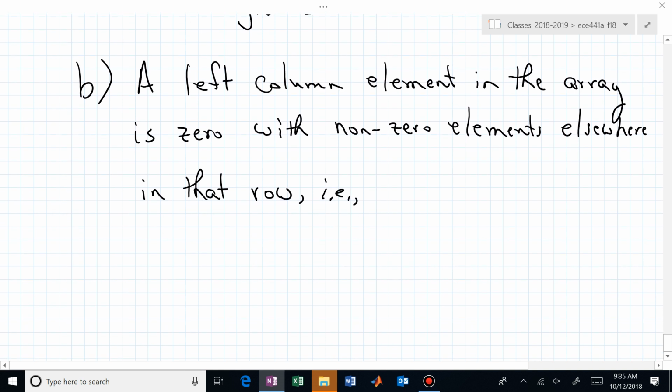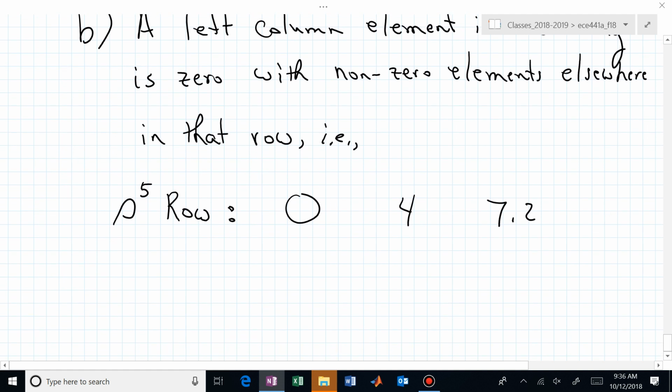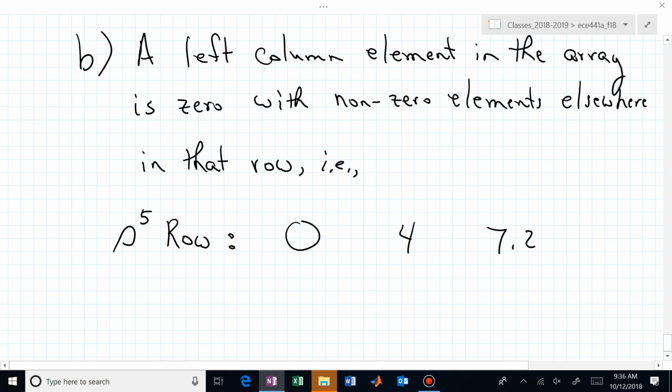An example of that, let's say that this is the s to the 5th row in our Routh array, and you build it and you have a 0 in the leftmost column, a 4 in the next column, and, let's say, 0.2 in the third column of that row. That's what I mean by case B. I have a 0 element in the left column, and then I have some non-zero elements. I just need one non-zero element elsewhere in that row. So if I had 4, 0, that would still satisfy case B.